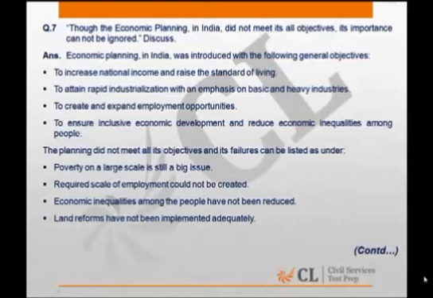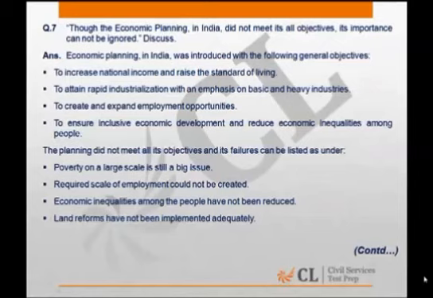Now come to question number 9. Analyze the circumstances that made the Green Revolution necessary in India. Critically examine its success. Now, this question is based on 2 points: analyze and critically analyze. First of all, we have to analyze the circumstances which forced India to adopt a policy of Green Revolution, and then its critical analysis, its achievements, its failures.